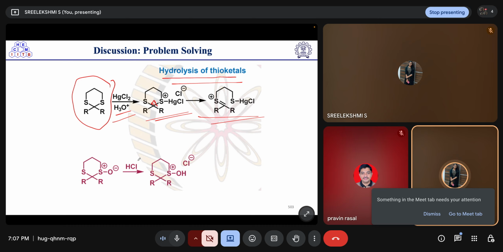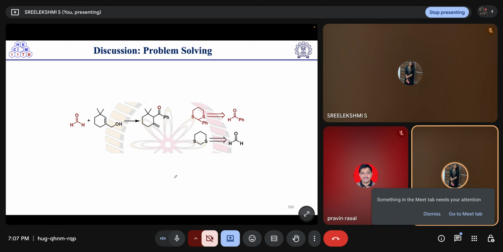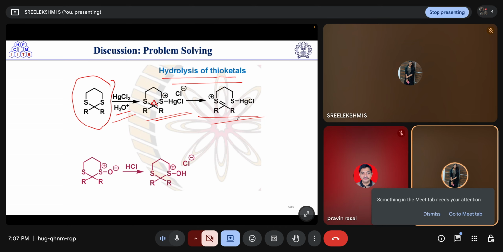And if we are using HCl here, this will be protonated and we will get this particular compound. So here we saw that this type of compound can be converted into ketones or aldehydes. Basically we are using it for the protection of ketones or aldehydes. So thiophenol or this dithiane compound can be used for the protection of aldehydes or ketones. This is just to show how we can recover our ketone or aldehyde from that protected compound. We can use this acidic condition for the hydrolysis of thioketals.